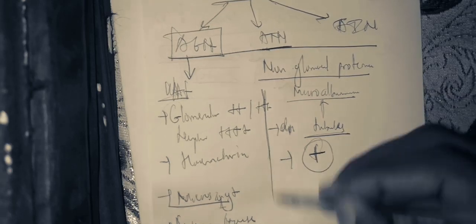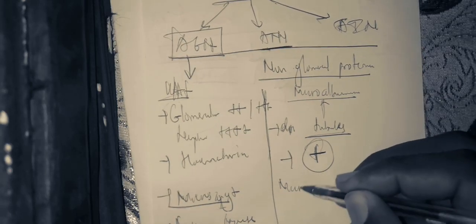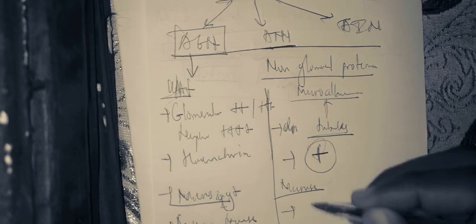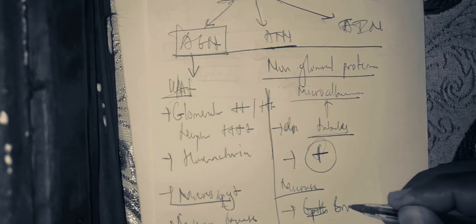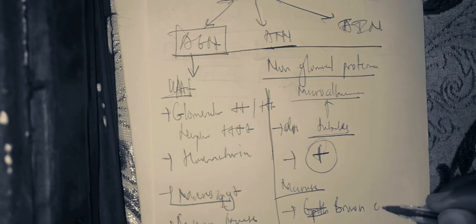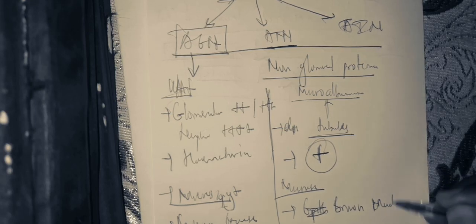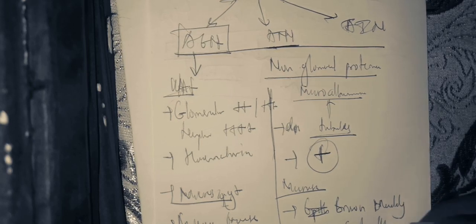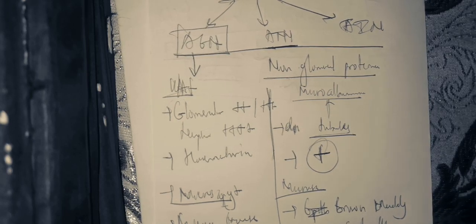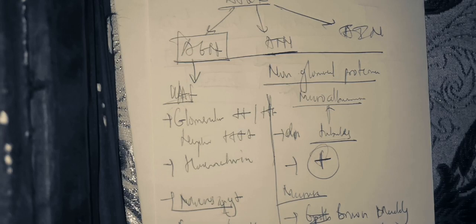acute tubular necrosis. Now, on the microscopy, you are going to see the epithelial casts. You see brown muddy casts, which are epithelial casts, and all that is the hallmark for acute tubular necrosis.